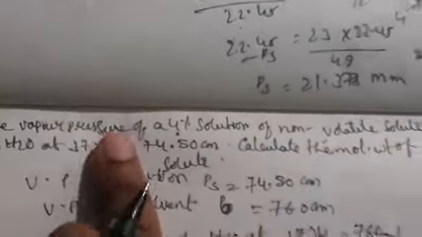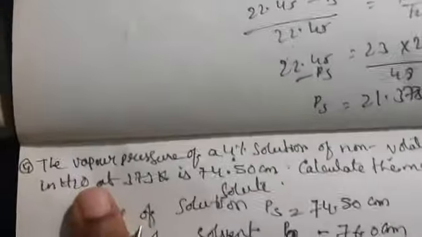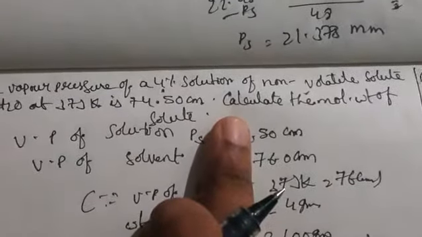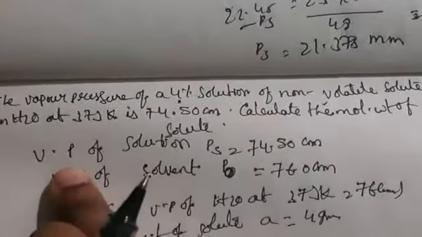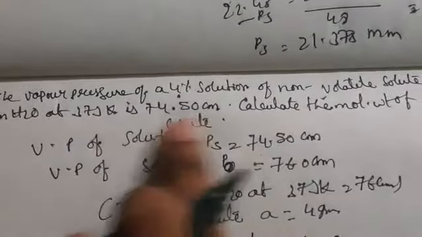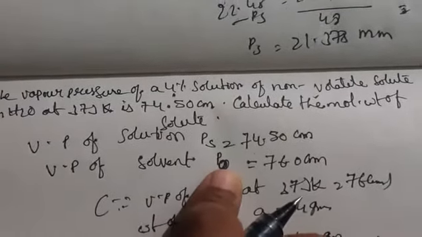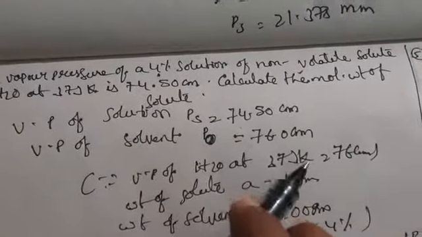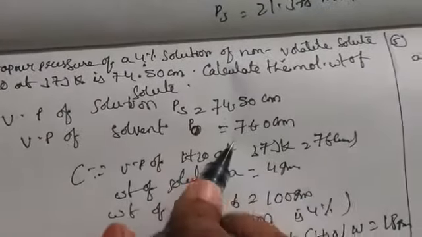See, once again I am explaining the question as he has given it. The vapor pressure of a 4% non-volatile solute in H2O at 373 K is 74.50 centimeter. Calculate the molecular weight of the solute, he said. So the vapor pressure of the solution PS he has given is 74.50 centimeter, and P naught is 76. How did we get it? The vapor pressure of H2O at 373 Kelvin is 76. Okay, so this value we have written here.